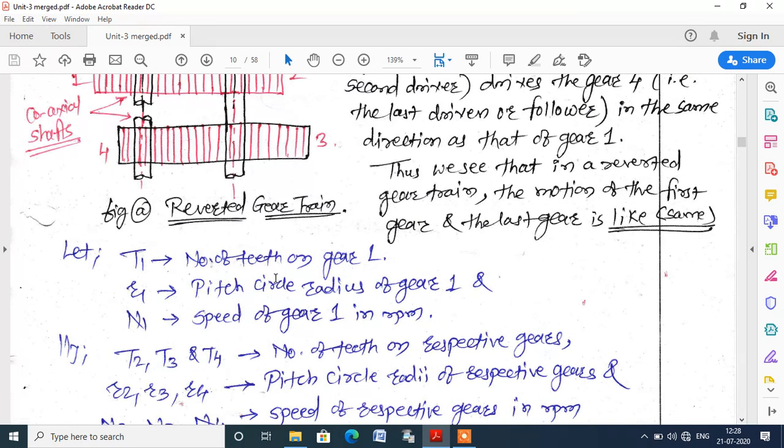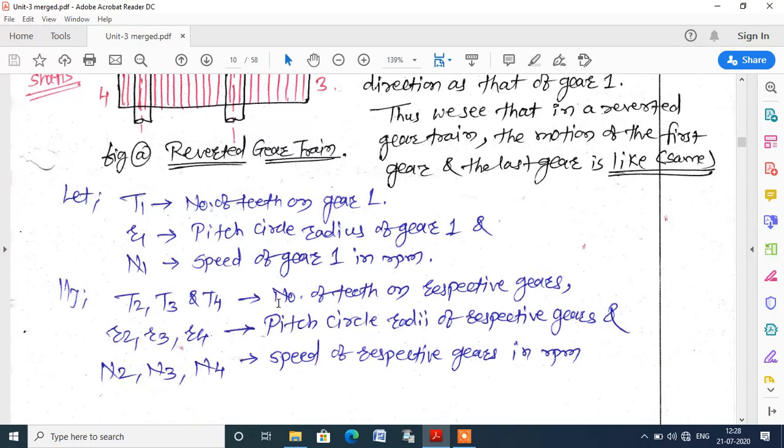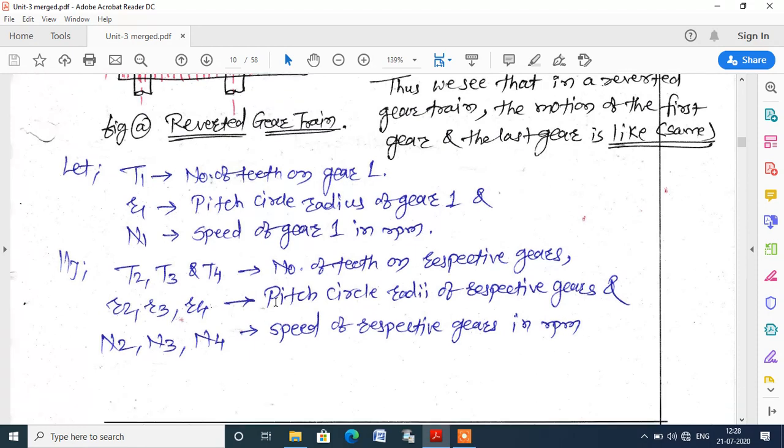Let us say T1 is the number of teeth on gear 1, R1 the pitch circle radius of gear 1, and N1 is the speed of gear 1 in RPM. Similarly, T2, T3, T4 are the number of teeth on the respective gears 2, 3, 4. Then R2, R3, R4 are the pitch circle radii of the respective gears, and N2, N3, N4 the speeds of the respective gears.